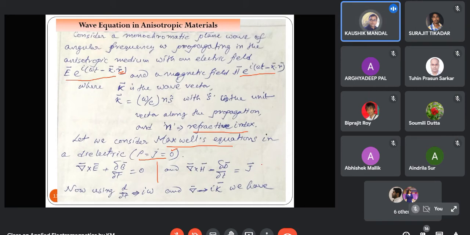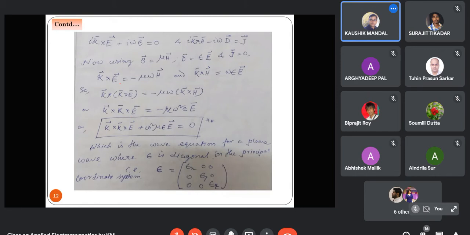Now, in this equation, we can directly write down that J equal to 0. In place of J, we write J equal to 0. Now, we are using del t equal to i omega, and the del operator replaced by i k vector. Then these two equations can be rewritten in the following form: i k cross E plus i omega B equal to 0. This is for the electric field part, and this is for the magnetic field part.